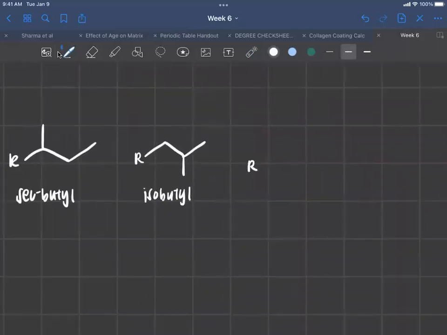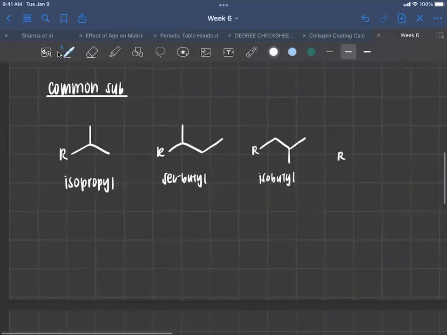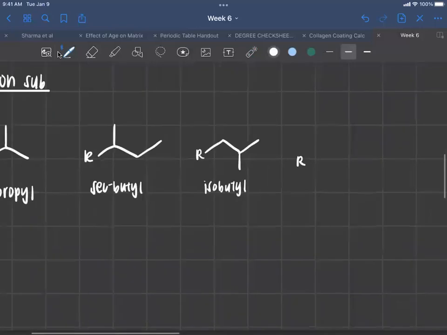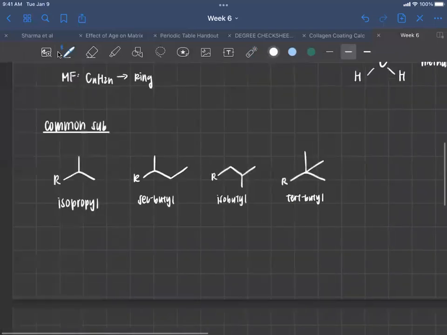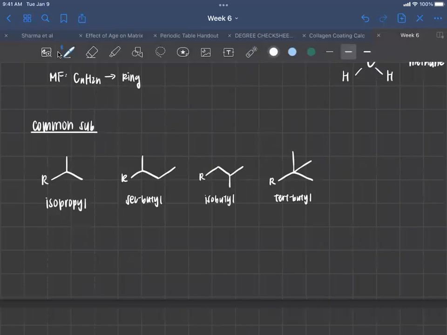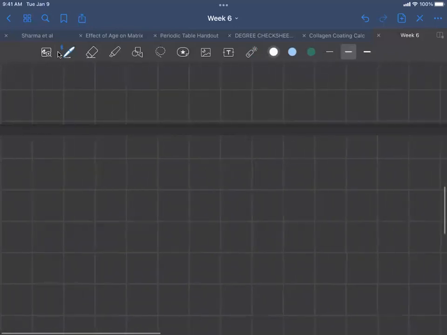And then another one, or the last one, I believe. Yes, this should be the last one. This one is my favorite, actually. I like this one because it looks like a chicken's foot. And this one here is called tert-butyl. All right, so we have these 4 common substituent names. Okay, let's go ahead and move forward to the steps to take when doing nomenclature.